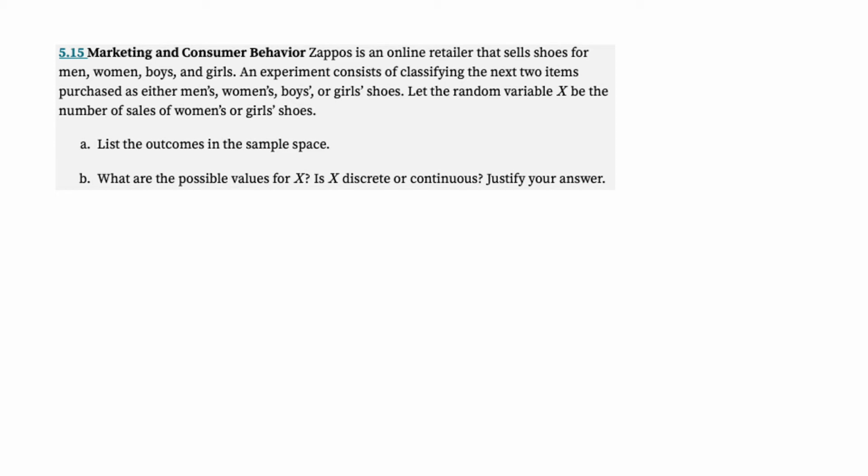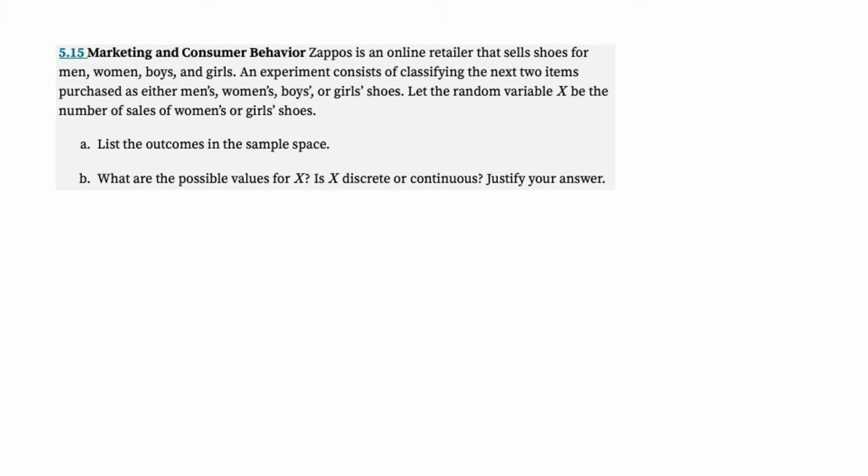The next question I've chosen to highlight is question 5.15, and this is a question that has a solution in your textbook. But I thought I would take you through the process of constructing these random variables because it's not always super straightforward. You have a multi-step process, and I thought I would highlight some of the stuff that's jumping out to me that will lead you down the correct path here.